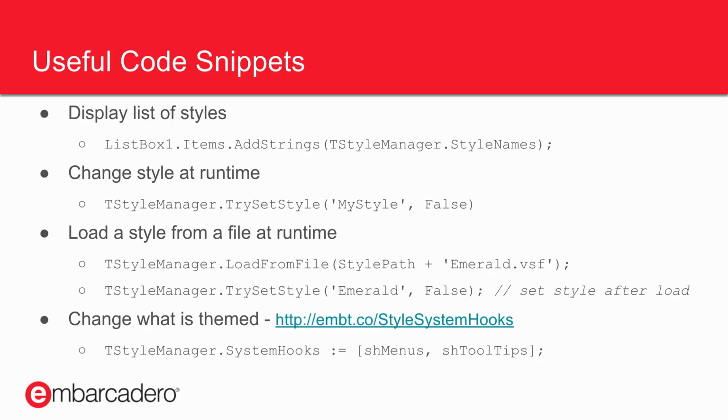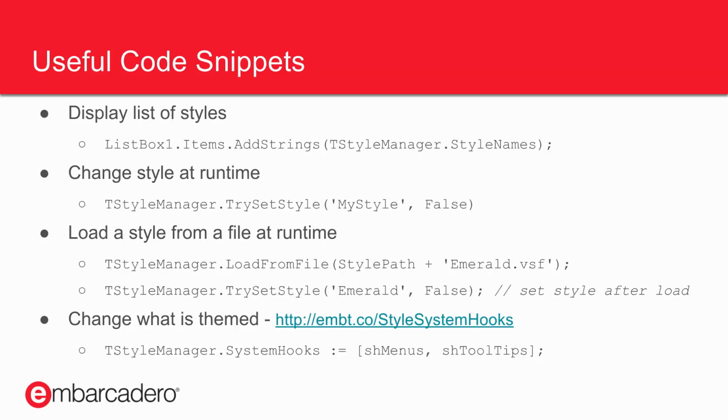To change a style at runtime, once the style has been added to your project, you can use Style Manager try set style and the name of the style. The true or false is whether or not it should show an error dialog. To load a style at runtime from a file, you use load from file, and once you've done that, then you can try setting it again.